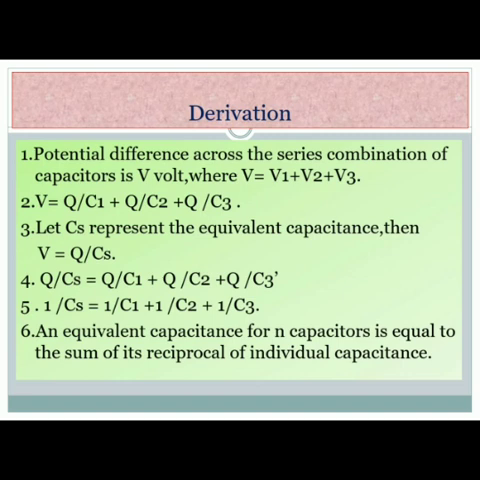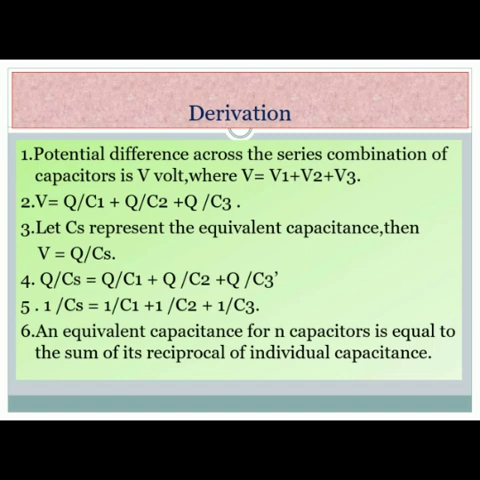Now let us represent that V is equal to the charge divided by the capacitance C1, plus charge divided by capacitance C2, plus again the charge divided by the capacitance C3. Since the charges are the same, the charges are not numbered as Q1, Q2 or Q3. Let us represent CS, that is the capacitance in series, called the equivalent capacitance, by the formula V is equal to Q divided by CS.